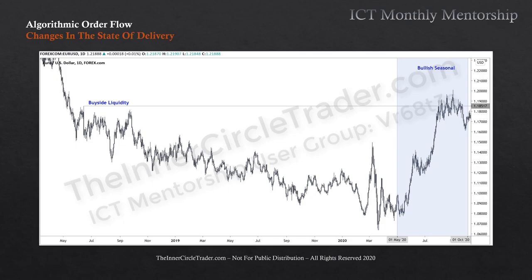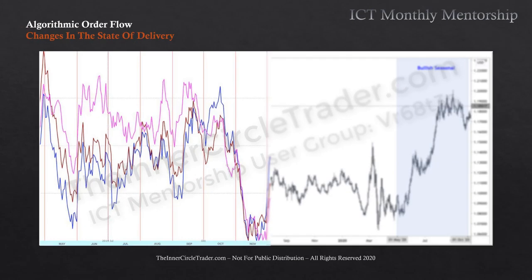All right, so we have our euro dollar chart zoomed in here. This is a daily, and I'm showing you a specific time when we had a bullish seasonal tendency, and I'll let you see that here. All right, so there's your seasonal tendency.